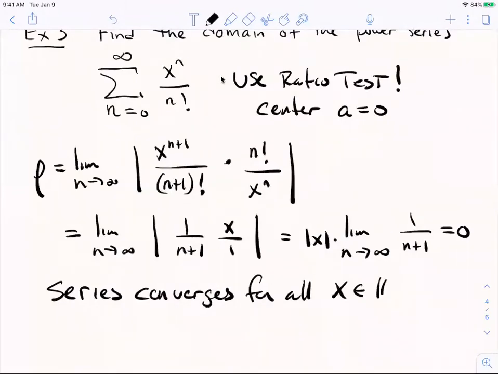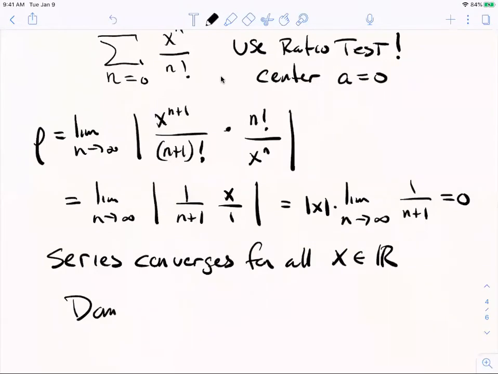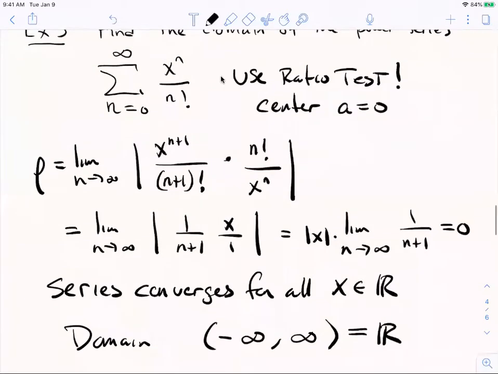All x in the real numbers. That's all I mean when I write this. All real values of x. So its domain as an interval, the domain is really just the interval from minus infinity to infinity. It's all real numbers. If you want to write that as an interval, you should write it like that. But that's what I mean by this symbol R. This fancy R is just the set of all real numbers. So this power series will converge no matter what x you put into it.